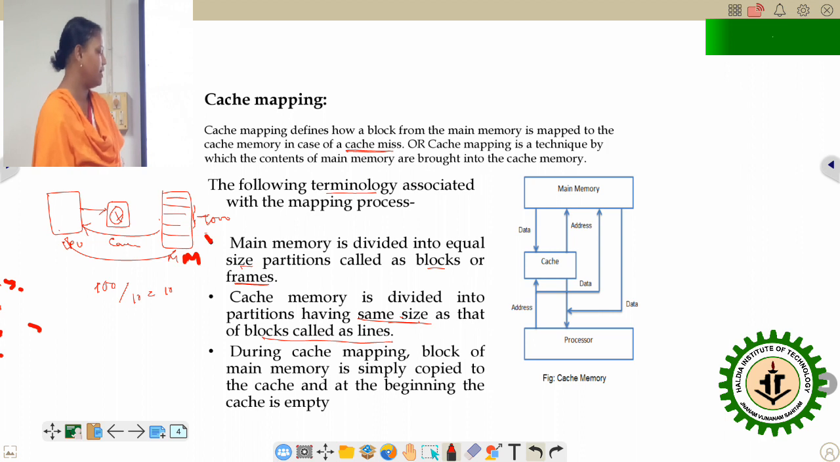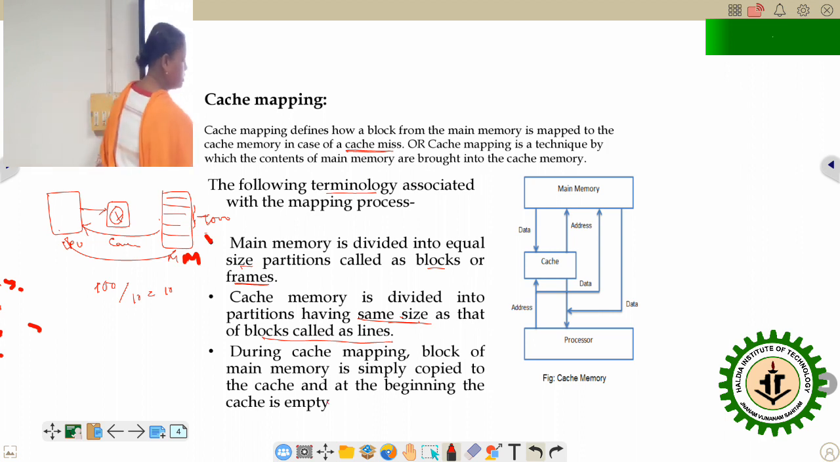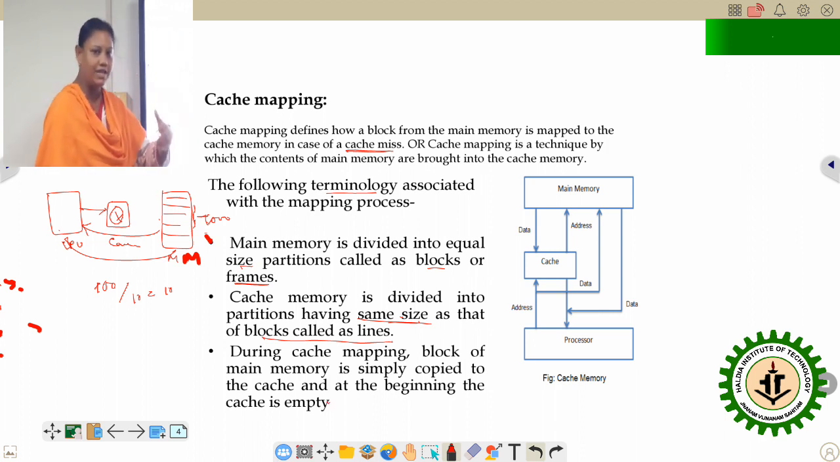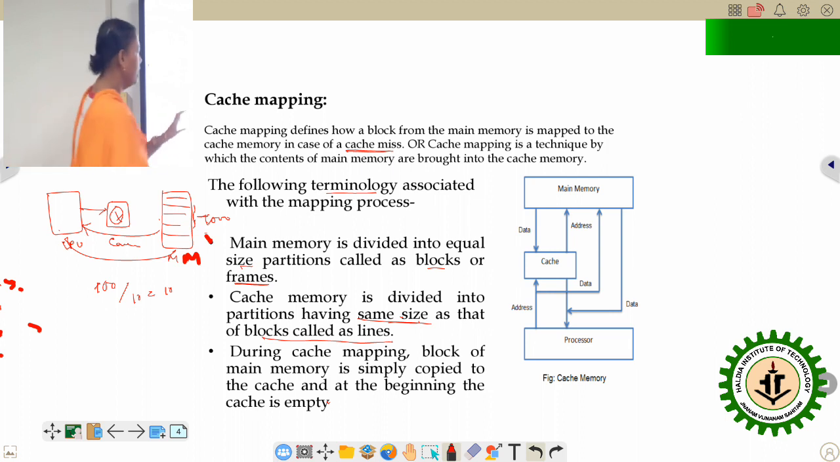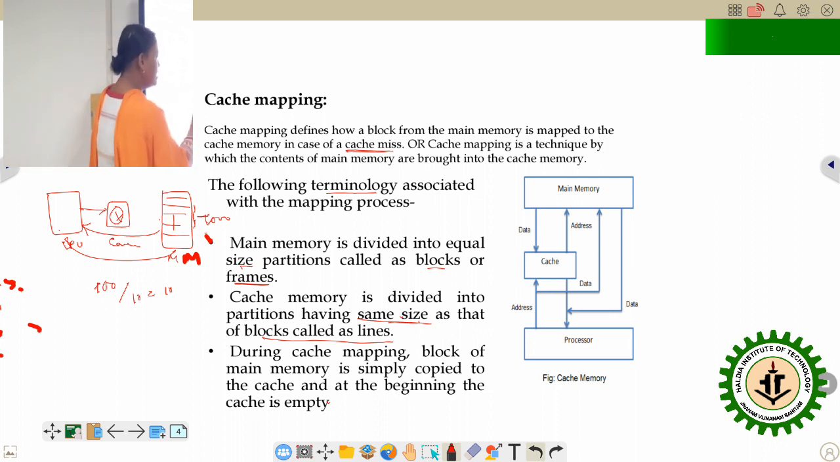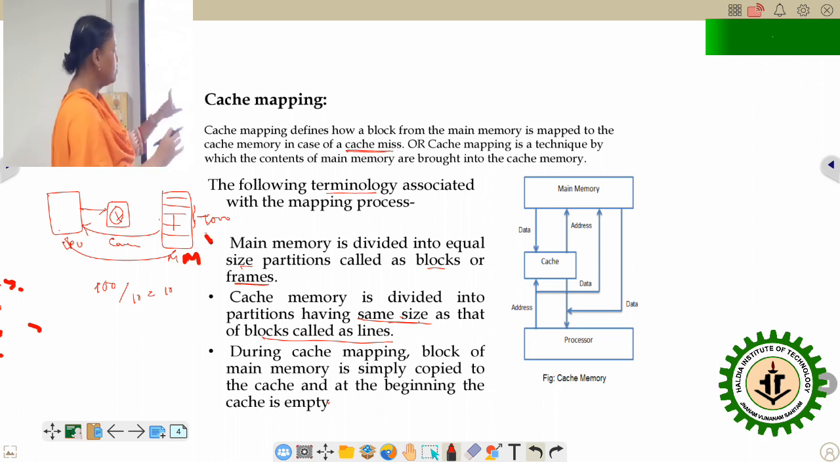And finally, during cache mapping, a block of the main memory is simply copied to the cache, and at the beginning the cache is empty. So every time when the execution starts, we consider the cache is empty at the beginning, and a block of main memory is simply copied, not transferred. Data is present here, just a copy comes to the cache. So these are some terminology associated with cache mapping.